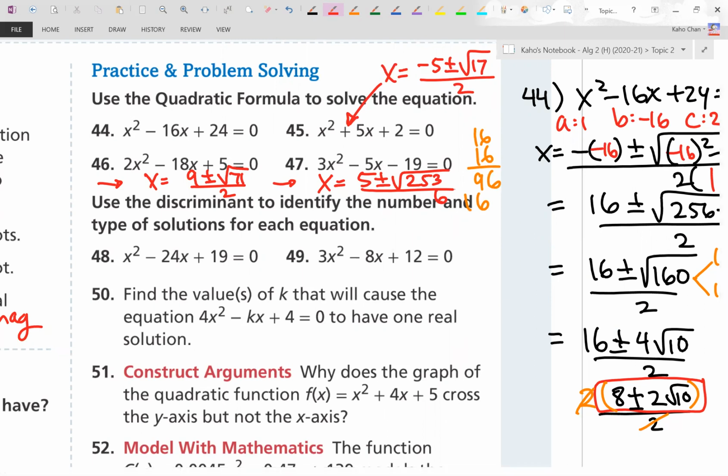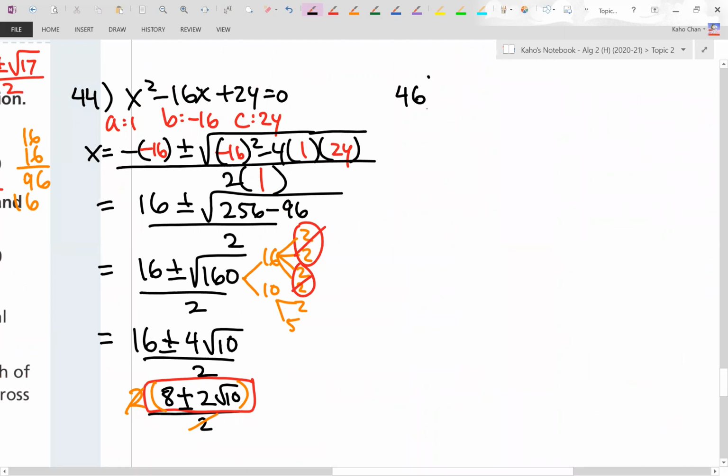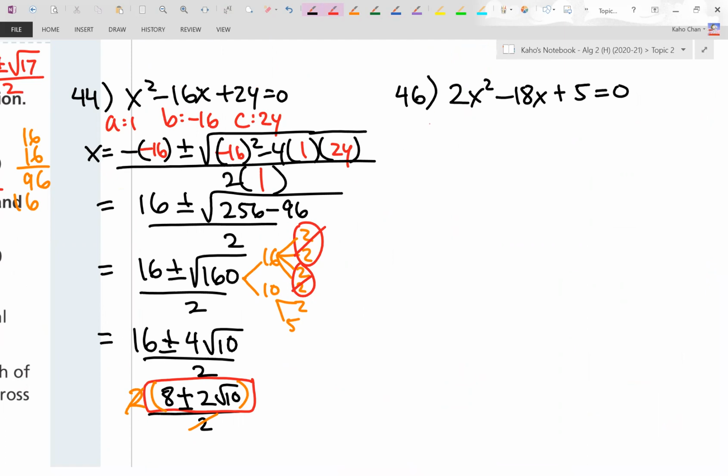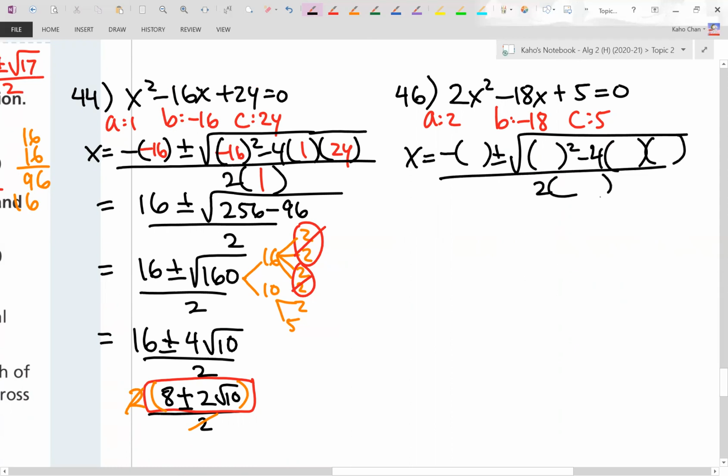I'll do one more. Which one fancies my curiosity? Let's do 46, okay? We'll skip 45 and 47. If you need me to do those for you in class, let me know. I'll do one more. There it is. It's basically the same thing, right? Identifying a, b, and c. Plug the numbers into that formula. Wow, this is the longest lecture ever. There you go.